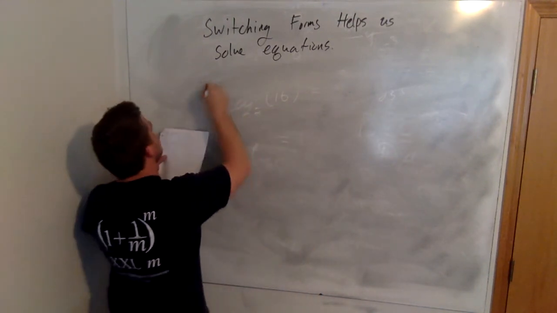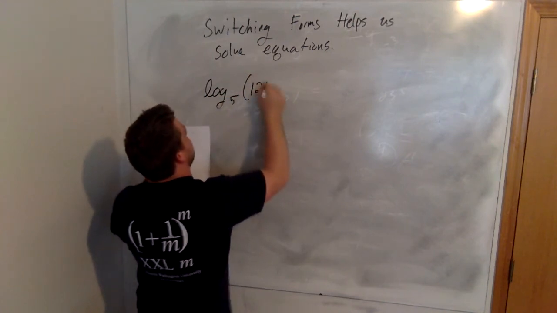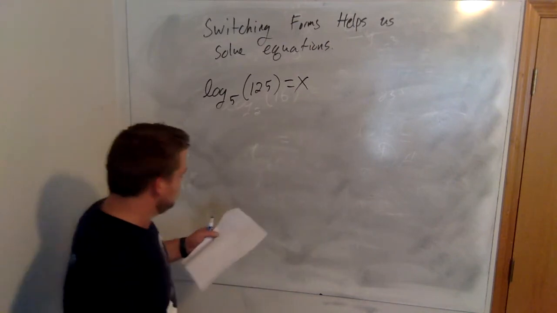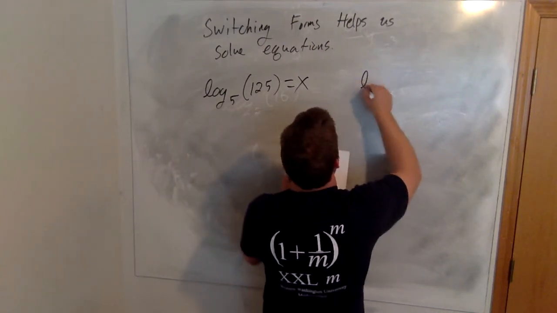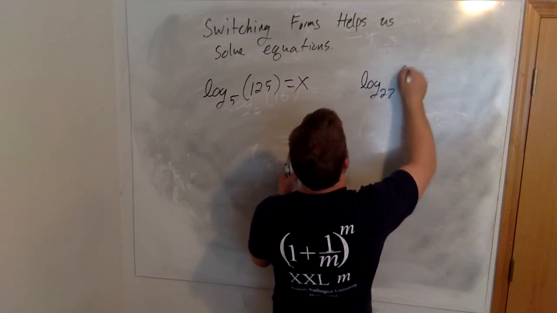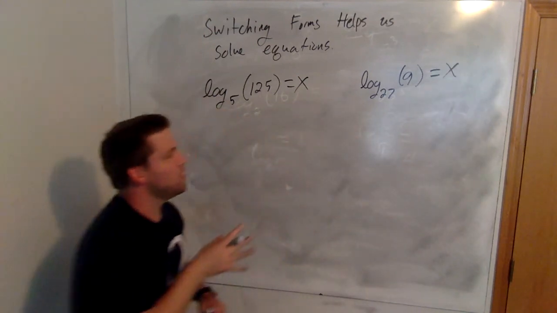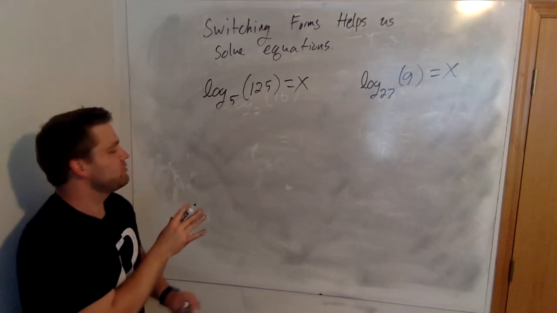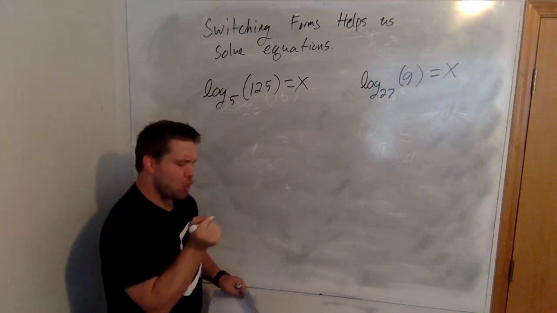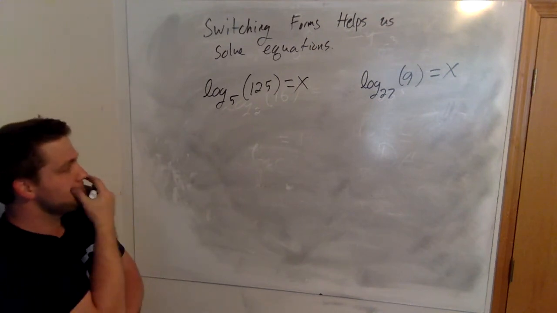Let's say we want to do log base 5 of 125, and we want to know what the value of this is. Similarly, maybe we're trying to figure out what is log base 27 of 9. Go ahead and pause the video. Write these in exponential forms. See if you can make both sides of the equation have the same base, and boom, drop the base to solve the equation. Pause the video, give this a shot.